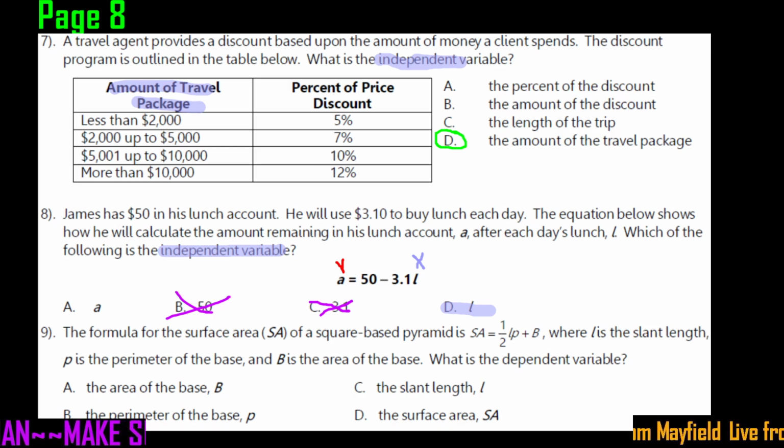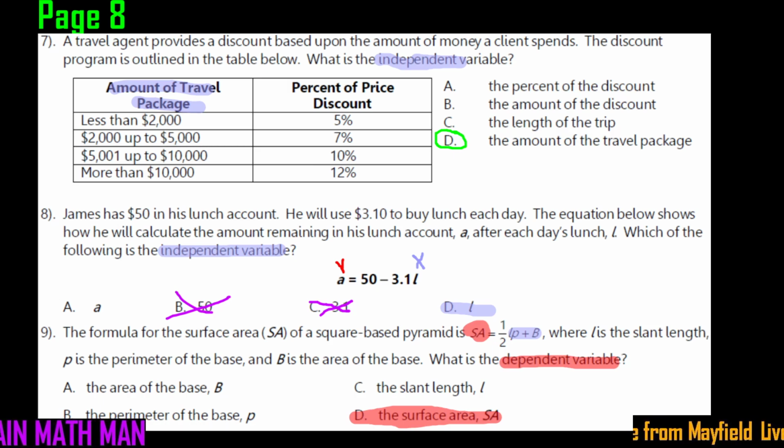Well, the surface area of the whole entire pyramid is going to depend on those lengths. So we can say that these variables to the right are independent, where the surface area is going to be dependent. So again, make sure you are just reading carefully for those, so that way you know where you are at.